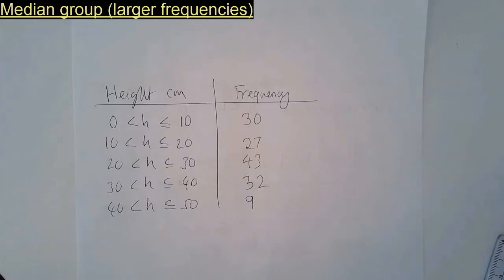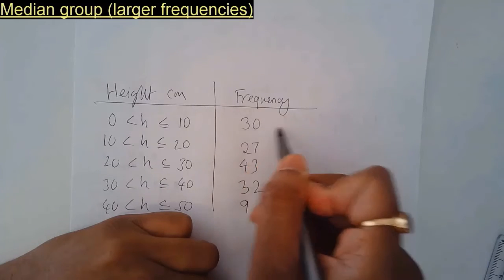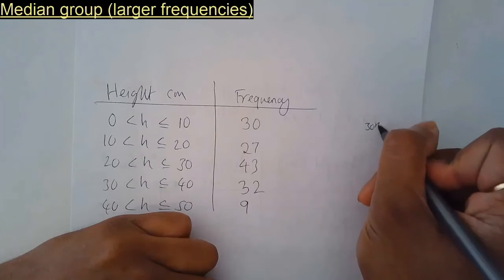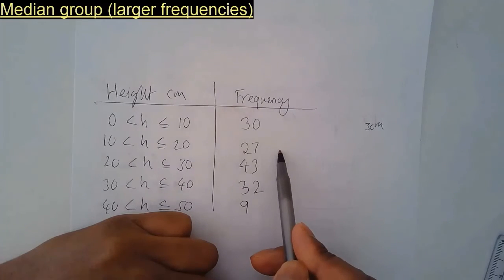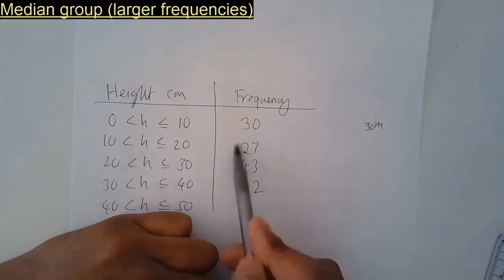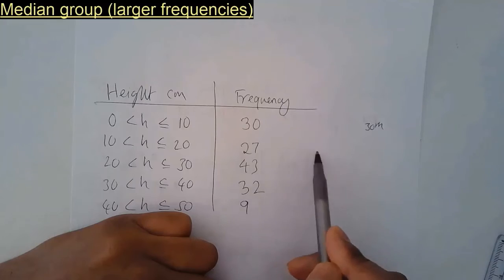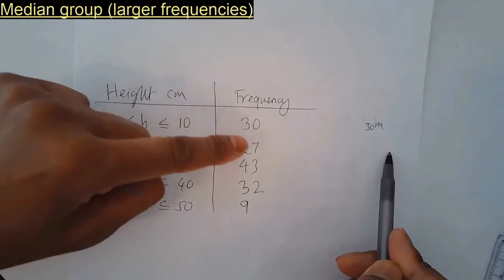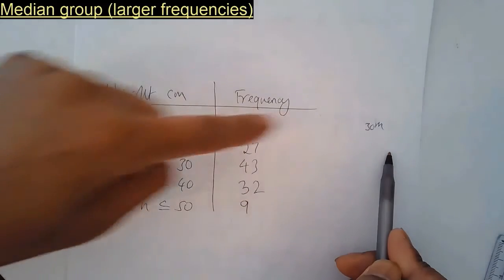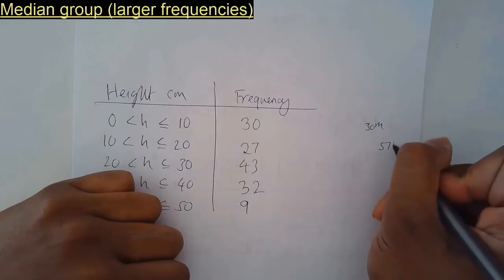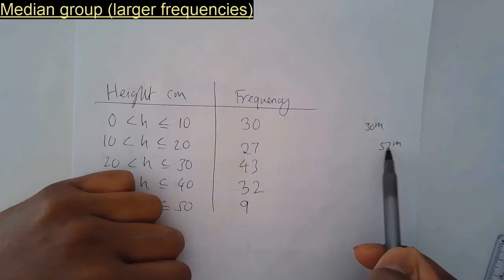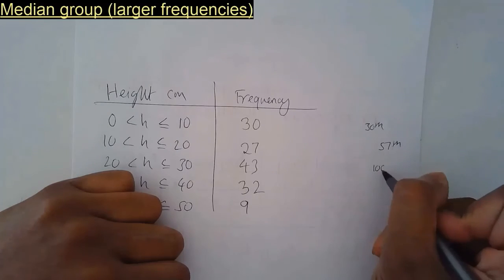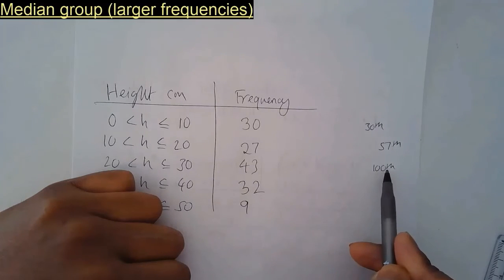So how do you do this? Well, you know here there are 30 dots, and the last one will be the 30th one. Then the 31st one will be here, 32nd, 33rd, and so on. The last dot, 30 add 27 makes 57. The last one will be the 57th one. And then so on. 57 add 43, 100th one. The last dot in this will be the 100th one.